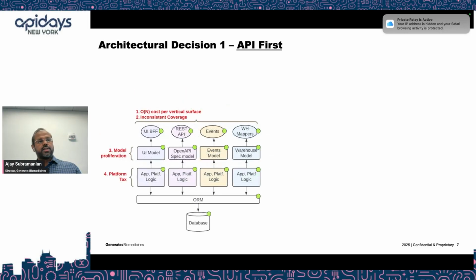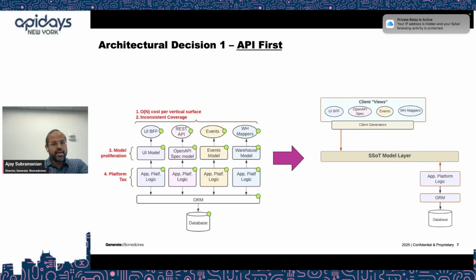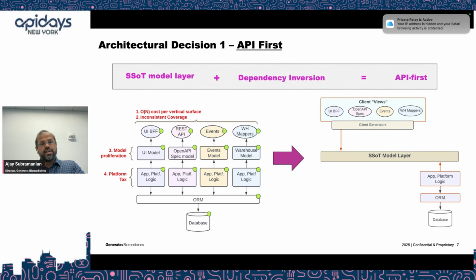Our first architectural step directly addressed the first three problems of the O(N) cost per vertical, inconsistent coverage, and model proliferation. So we decided to go from this world to this world, right? What this specifically means is API first through dependency inversion around a single source of truth model layer. That's quite a mouthful, so let me break that down.